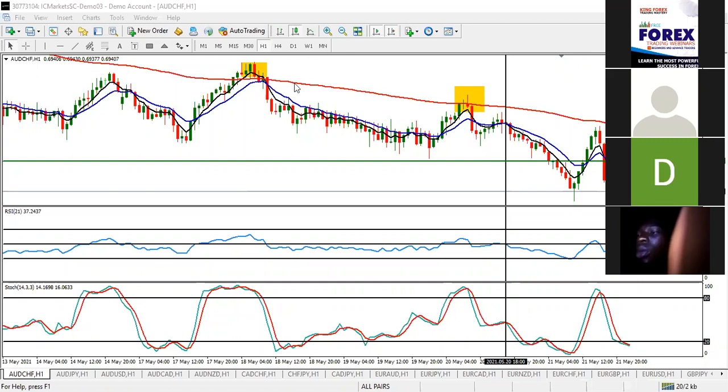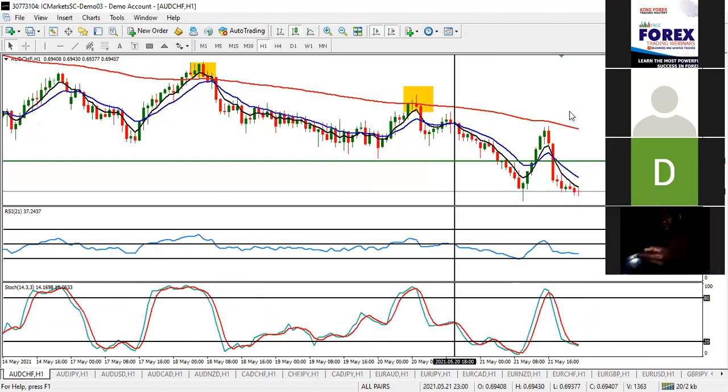Between this place and this place, which one is the recent high? Let's say this one is 1 and this one is 2. Which one is the recent high? 2 is the recent high. So that is where you want to start the drawing of your fib to the downside.